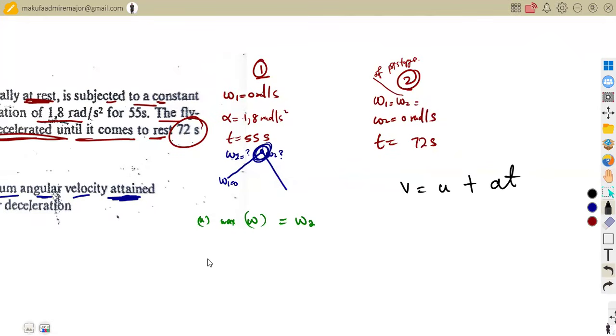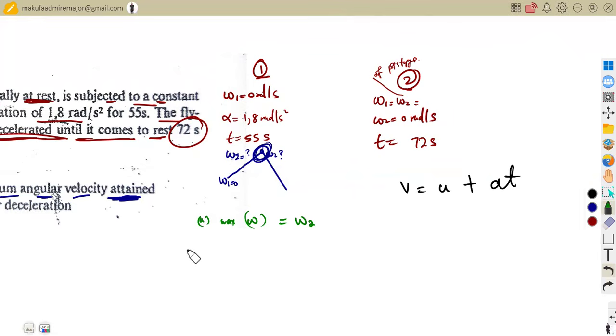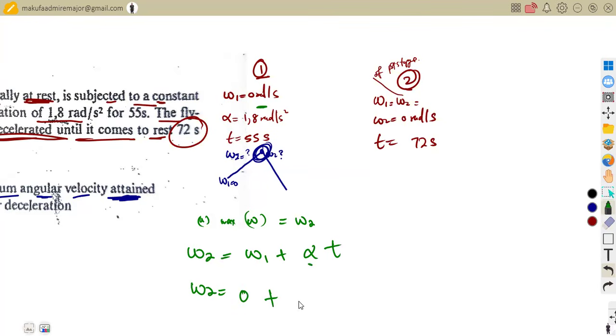So from the angular or circular motion, it follows that this V, representing our omega 2, is going to be omega 2 is equal to omega 1 plus alpha T. We are now talking of angular, not linear. So our omega 2 is omega 1, we started at 0, plus our angular acceleration, which is 1,8 times the time frame of 55 seconds.